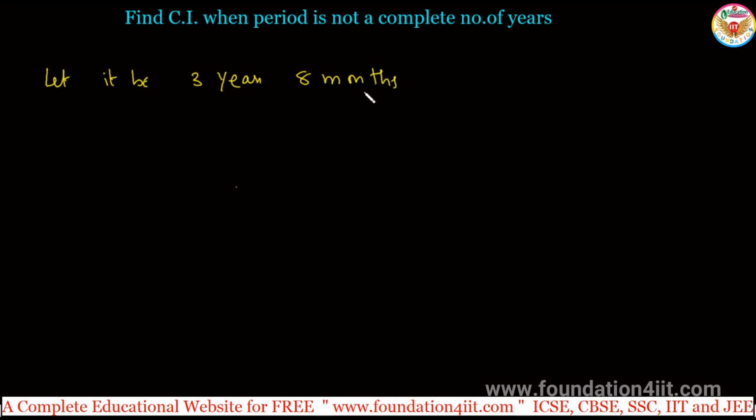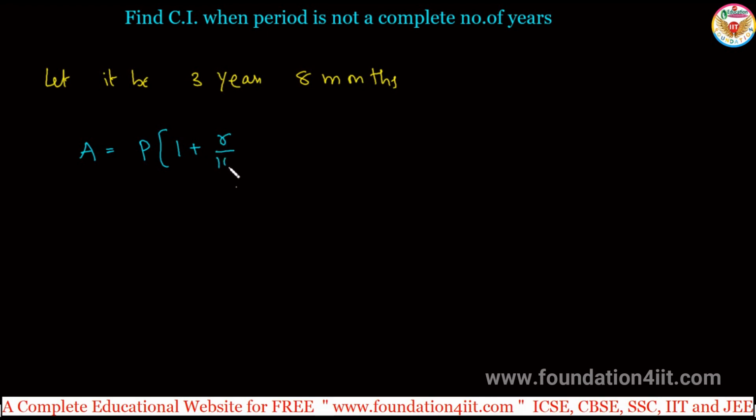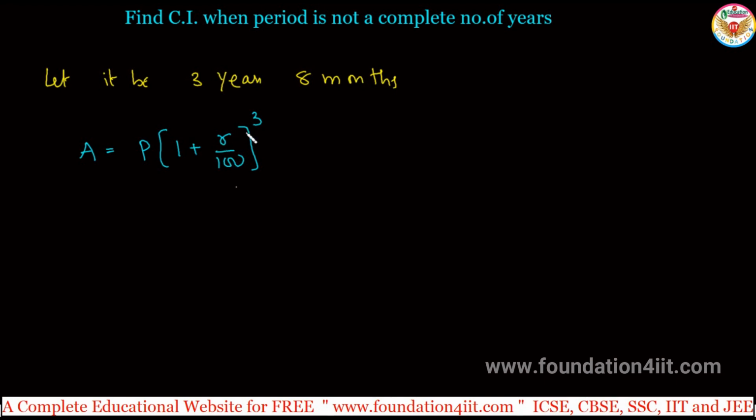So when the period is not a complete number of years, let's take one example. Let it be 3 years 8 months. The time is 3 years 8 months. Then how to write the formula for the amount? Amount is equal to P into 1 plus R by 100 to the power n, but instead of n we take the number of years first. Number of years is 3, so in the place of n, 3 we took.